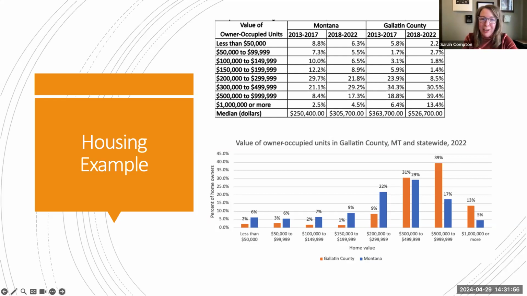I think it's a really interesting and powerful way to represent just how bananas the housing market in Gallatin County is. You can see on the graph at the bottom, the $300,000 and up category is overtaking the state by leaps and bounds above what the rest of Montana is at. So again, not only do you need to access the data, but how is it going to be best represented to provide good information to our community?